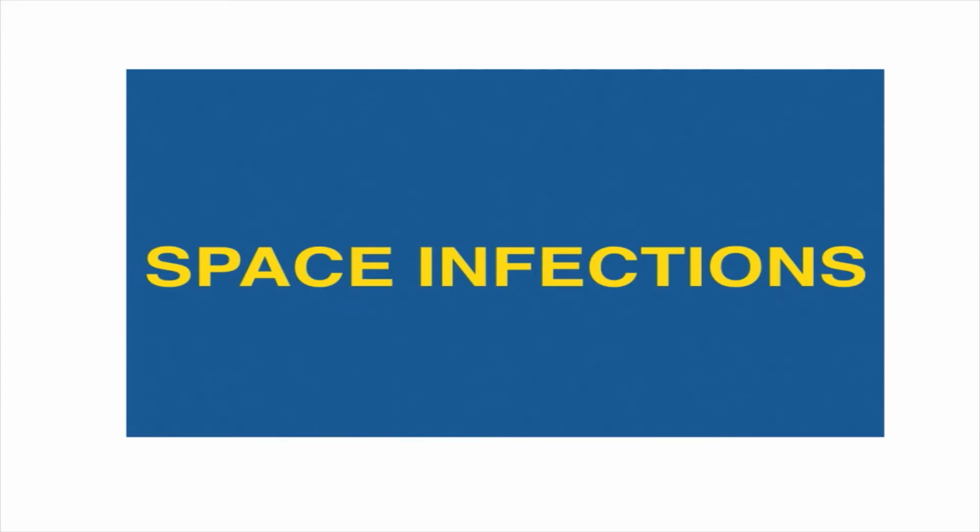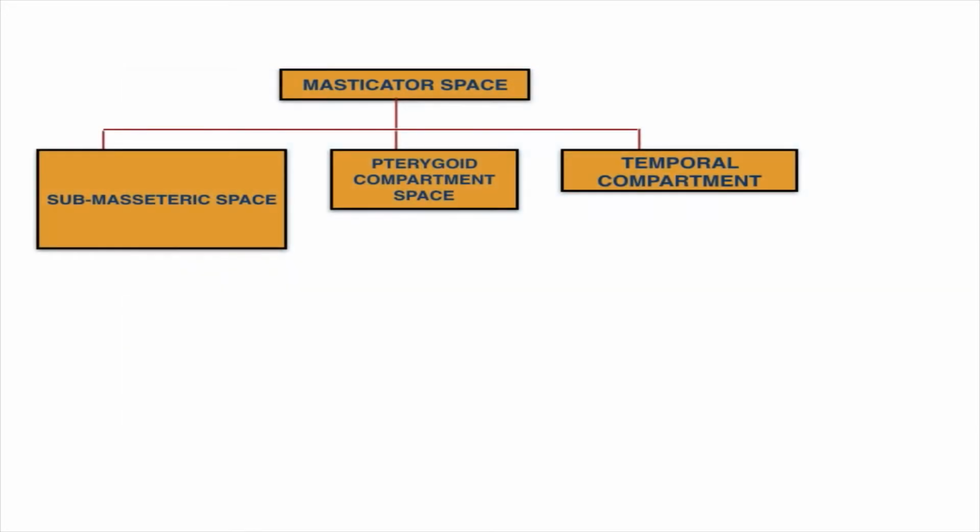Topic for today's discussion is space infections. In this series, we learn about masticator spaces. The masticator space is divided into three spaces: submasseteric space, pterygoid component space, and temporal component space.